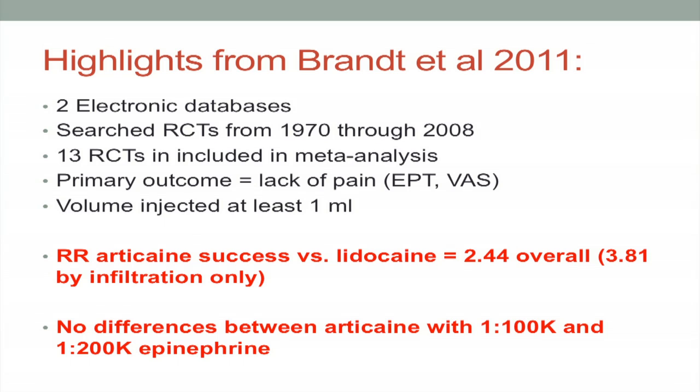The relative risk for articaine success versus lidocaine was 2.44 overall, and there were no differences between articaine with 1 to 100,000 epinephrine and studies in which 1 to 200,000 concentrations were used with articaine. The relative risk shown here means that this is the chance that articaine would be more successful than lidocaine. Note that in this study, articaine appeared to be almost 2.5 times more likely to produce successful anesthesia than lidocaine, and articaine was nearly 4 times more successful when only infiltration injections were considered.